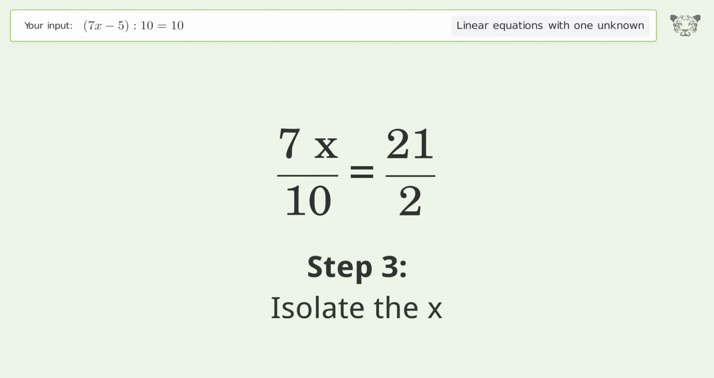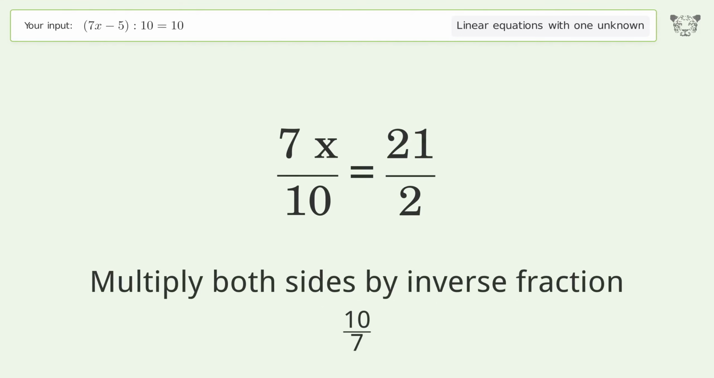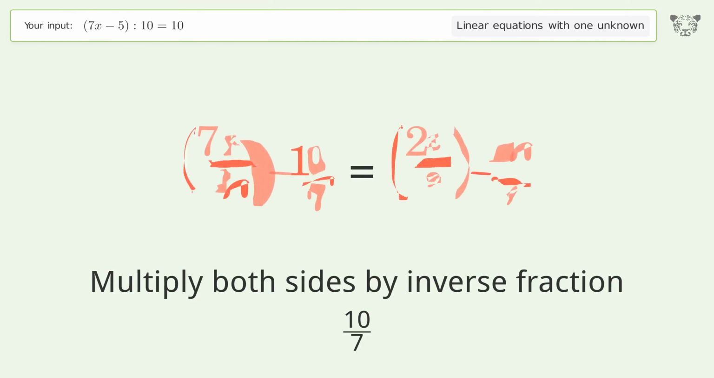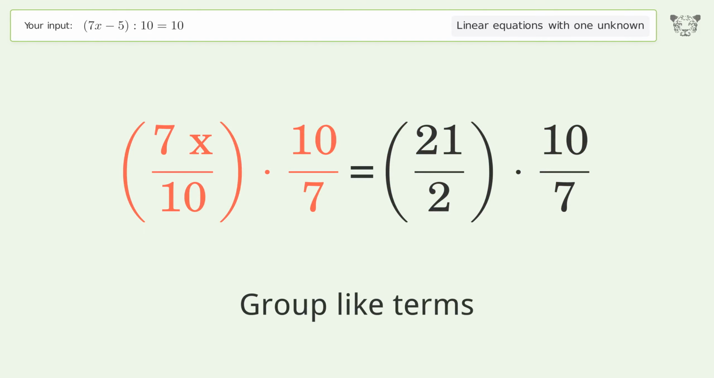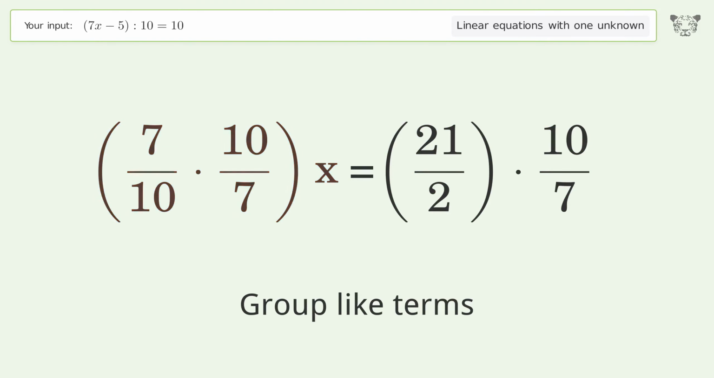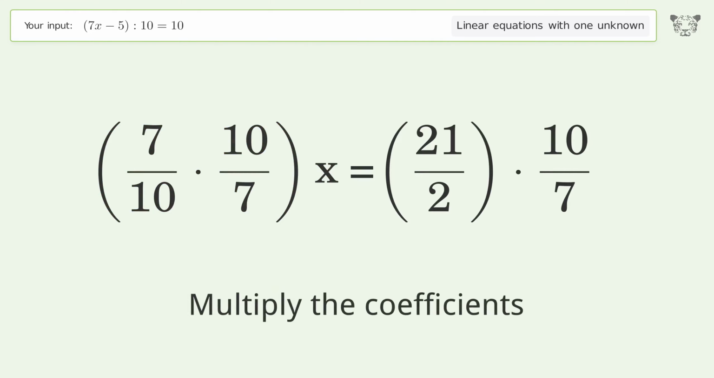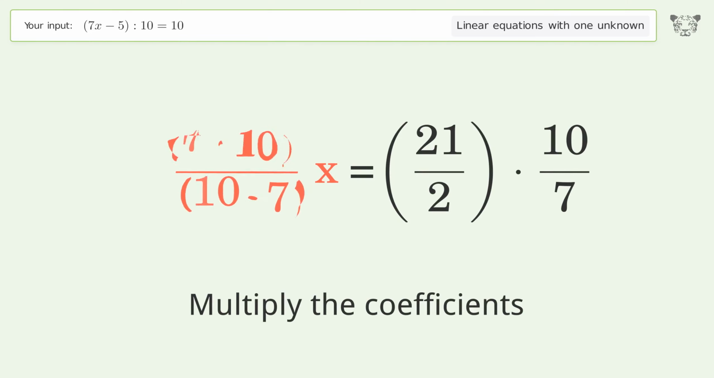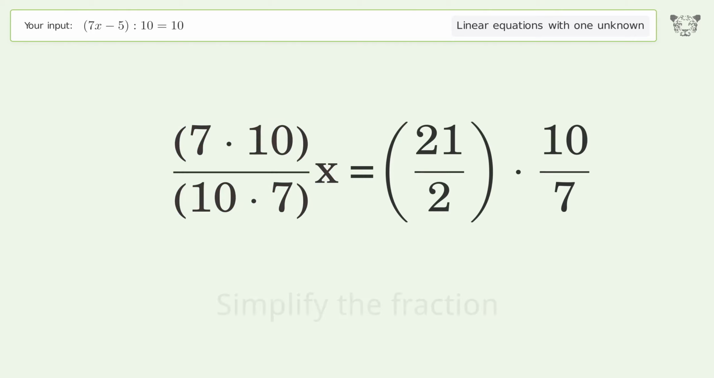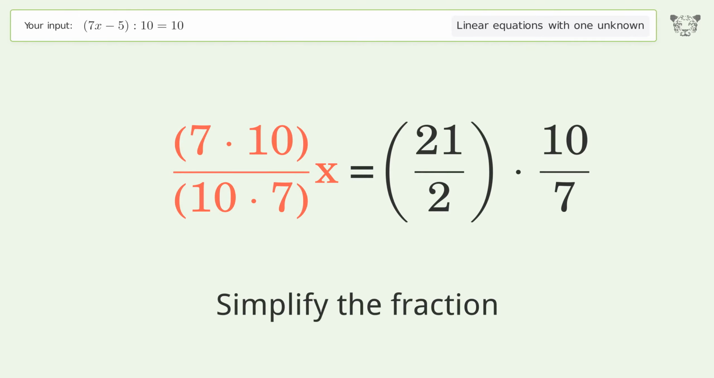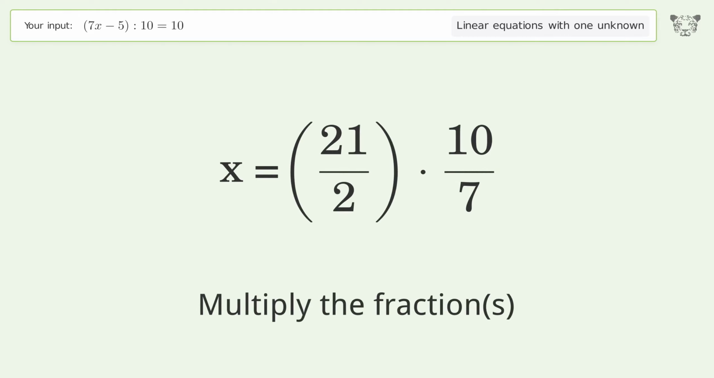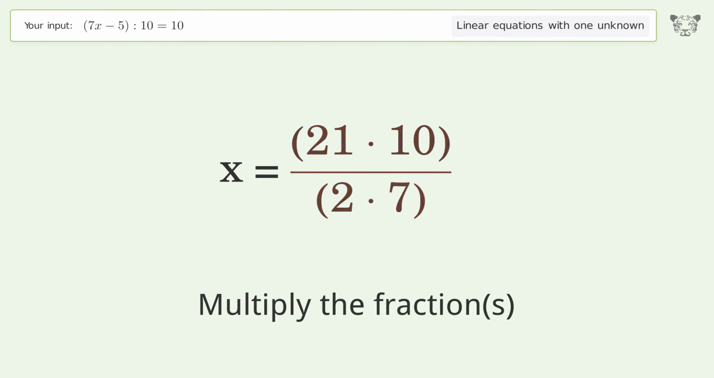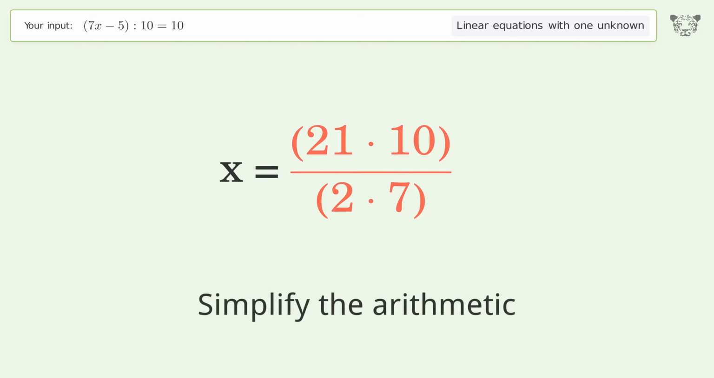Isolate the x. Multiply both sides by inverse fraction 10/7. Group like terms. Multiply the coefficients. Simplify the fraction. Multiply the fractions. Simplify the arithmetic.